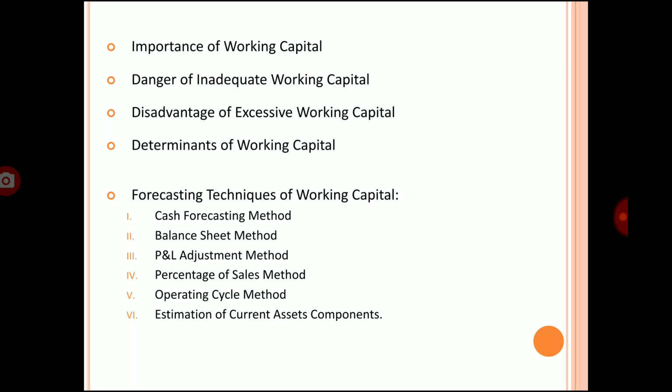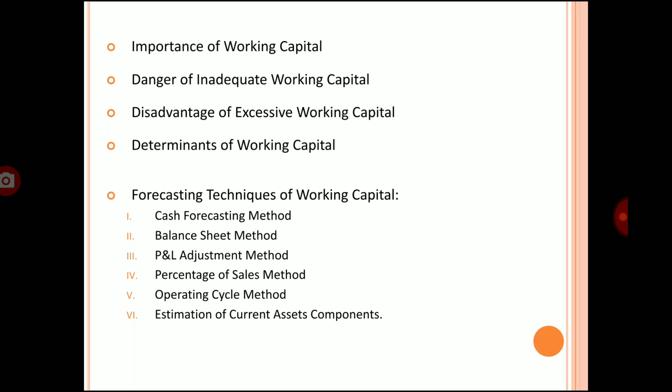Then there is the percentage of sales method, the fourth one. Under this method, working capital is determined as a percentage of forecasted sales. This is a very old technique, and for huge companies, large scale businesses, even medium scale businesses, it is not possible nowadays to identify the working capital just on the basis of percentage of sales, because various components determine the working capital now.